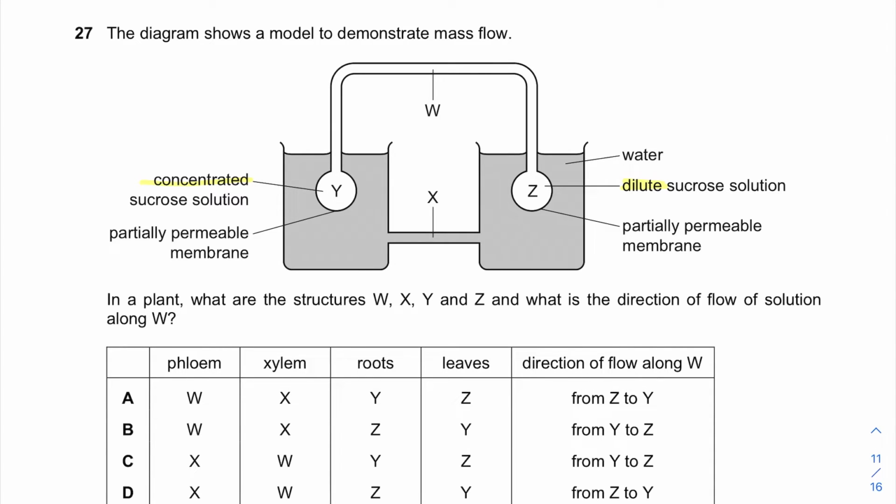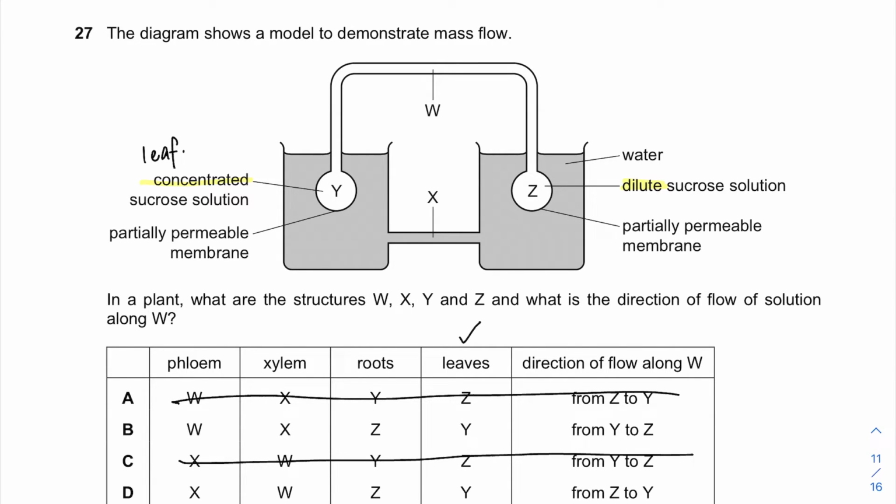Now, concentrated sucrose solution would be where the sucrose is made. And in a plant, photosynthesis happens at the leaf. So the leaf would be Y. Let's eliminate options which do not have Y. So the leaf is Y. From there, the sucrose would be moving from the leaf towards the rest of the plant for storage. So Z would definitely be the roots, which is for storage. Both of the options have Z as root as well.